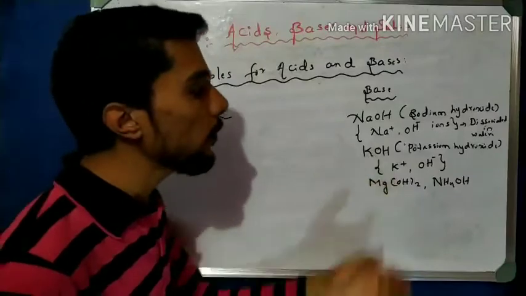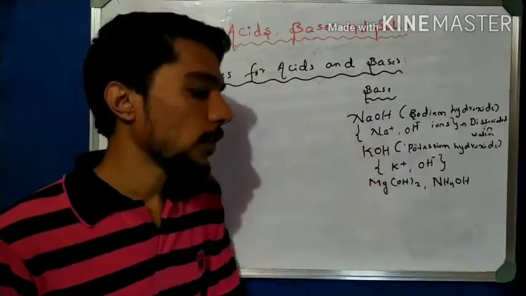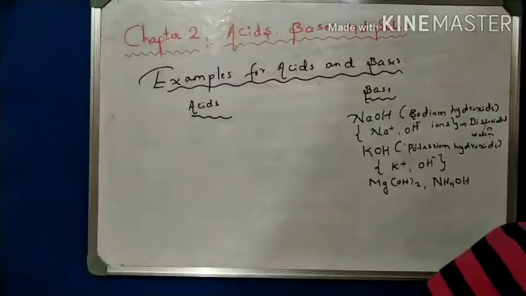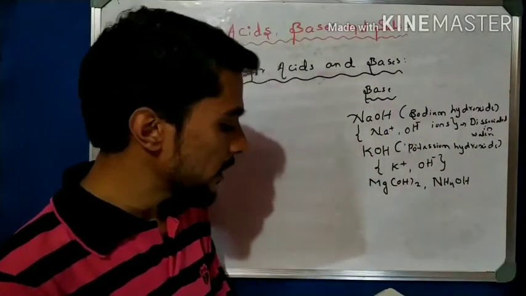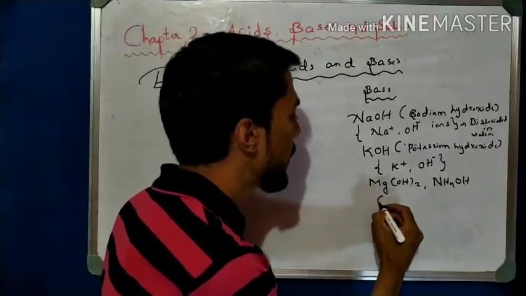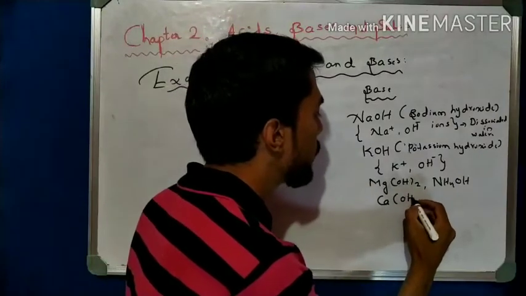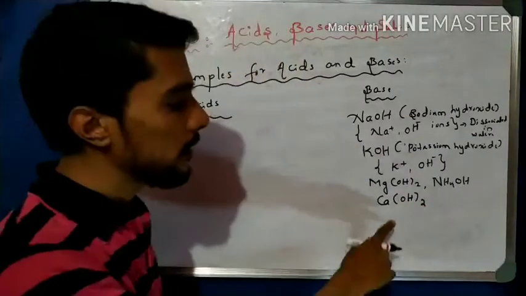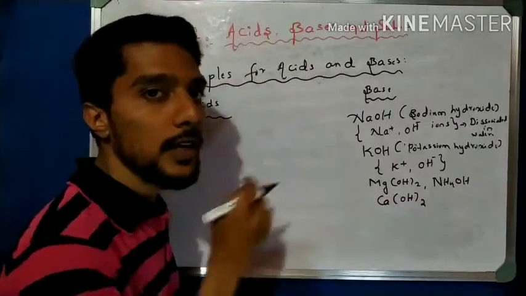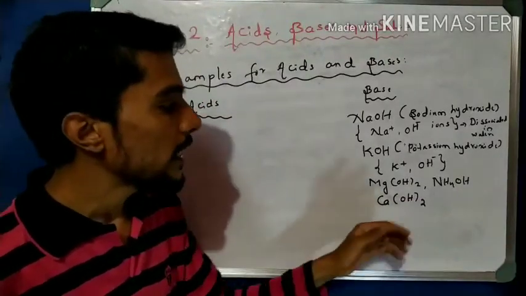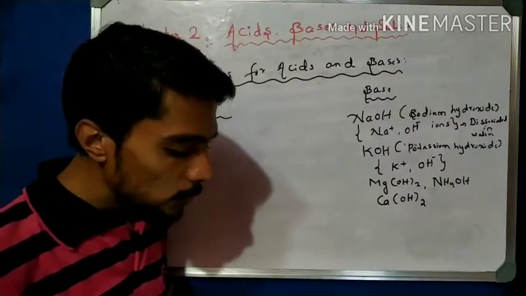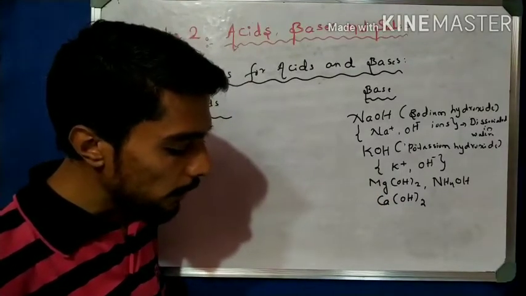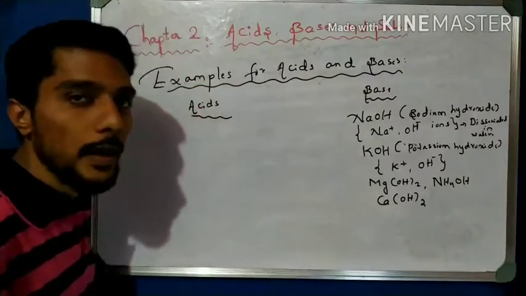So these are some very common examples of bases. In the NCERT, some other examples are also given: magnesium hydroxide and calcium hydroxide, which we used in the first chapter as slaked lime. That is also a base, which has Ca plus and OH minus ions. These are very important examples of bases, right?